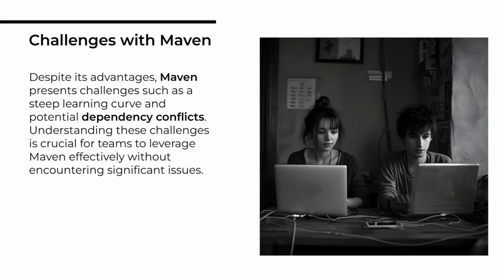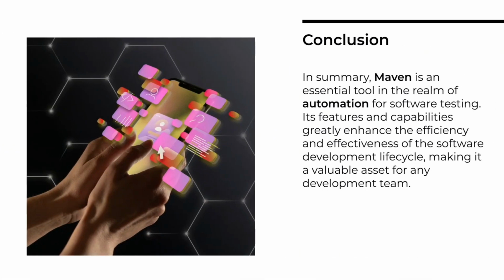There are also some challenges. First is dependency conflict. Sometimes some dependencies conflict, and due to that Maven is not able to build the script properly. Finding the proper dependencies with the proper version is quite a difficult task in Maven. In the last section, we can say Maven is an essential tool for automation and software testing, and it improves the efficiency and effectiveness of the software development life cycle.